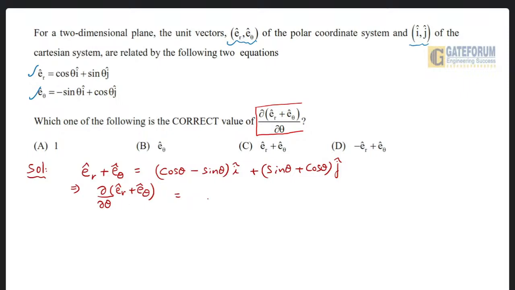So cos theta derivative with respect to theta is minus sin theta. Sin theta derivative with respect to theta is cos theta. So minus cos theta into i cap, sin theta derivative is cos theta, cos theta derivative is minus sin theta, into j cap. Okay.